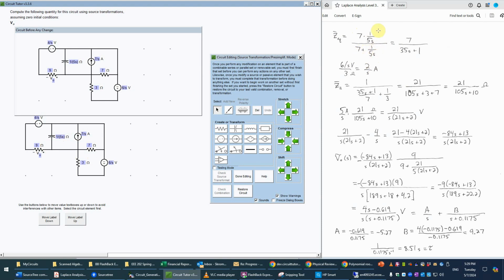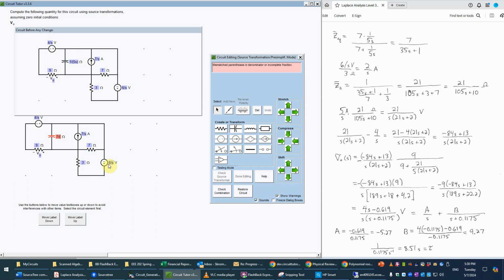And now, as usual, you want to clear any fractions that occur inside fractions. So we'll multiply both the top and the bottom of this by the common denominator, which is just simply 5s here. So in the top, we just get 7 after multiplying by 5s. In the bottom, we multiply by 5s, and 5s times 7 gives us 35s, and then this just becomes 1. And so we have 7 over the quantity 35s plus 1. So I'll go ahead and enter that.